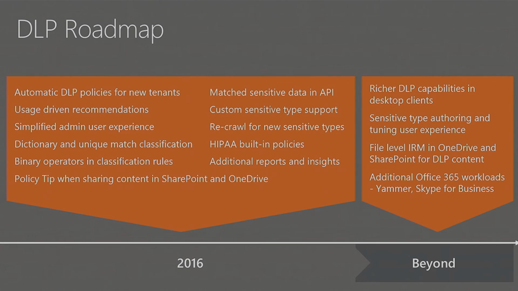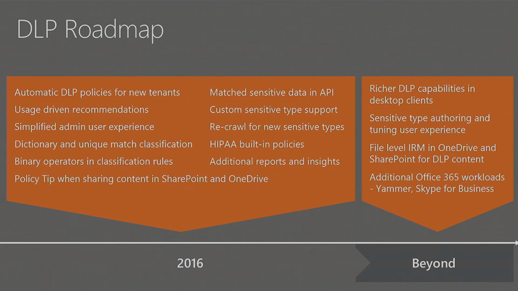Places like, we need richer DLP capabilities in the desktop clients. Give me policy tips in more locations. Come on, give me that place where my users will see that information. The sensitive type authoring and tuning from a user experience perspective. A lot of this stuff will be done early on from a PowerShell perspective, but we want to bring it into a very familiar and easy to use UI. File level IRM in OneDrive and SharePoint for DLP content. So if you have content that's considered sensitive and you want to encrypt it using our IRM technology, we know it's something that, again, people have been asking for.